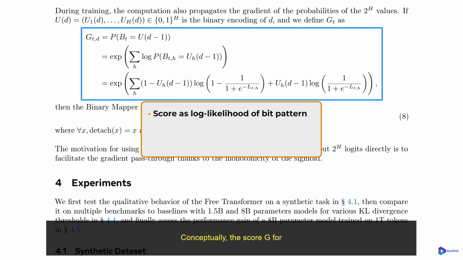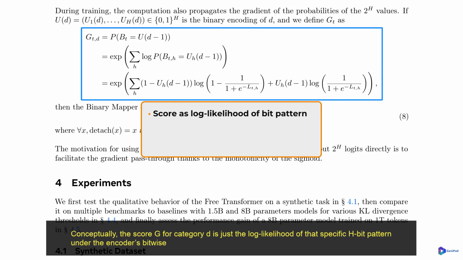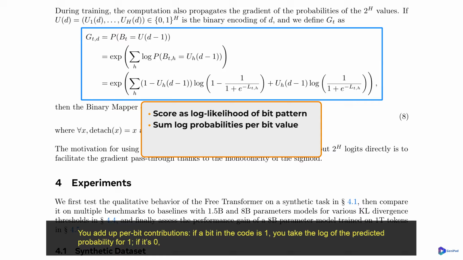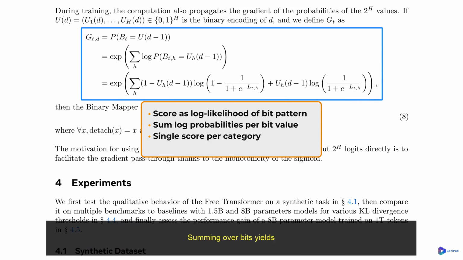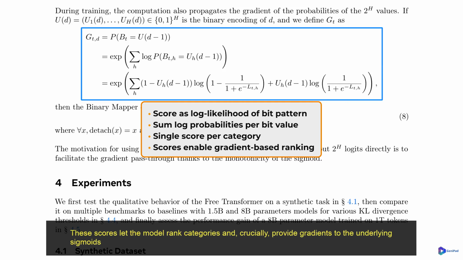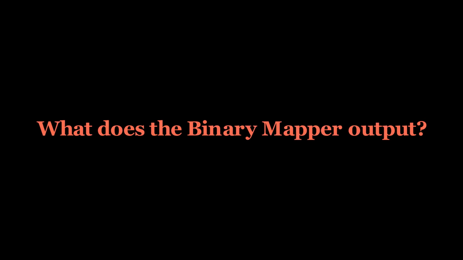Conceptually, the score G for category D is just the log likelihood of that specific H-bit pattern under the encoder's bitwise sigmoids. You add up per-bit contributions. If a bit in the code is 1, you take the log of the predicted probability for 1. If it's 0, you take the log of the probability for 0. Summing over bits yields a single number per category. These scores let the model rank categories and, crucially, provide gradients to the underlying sigmoids that produce them.